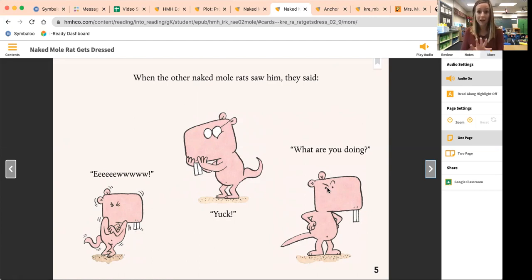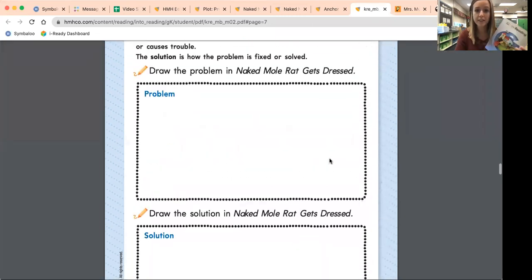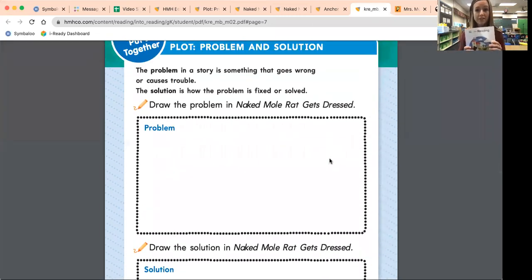All right, now you need to get your supplies. This is where you need your pencil, your crayons, and your workbook. Go ahead and open up to page number 22. If you need to, pause the video while you get to that page. On this page, it says, the problem in a story is something that goes wrong or causes trouble. And in this top part, it says, draw the problem in Naked Mole Rat Gets Dressed.